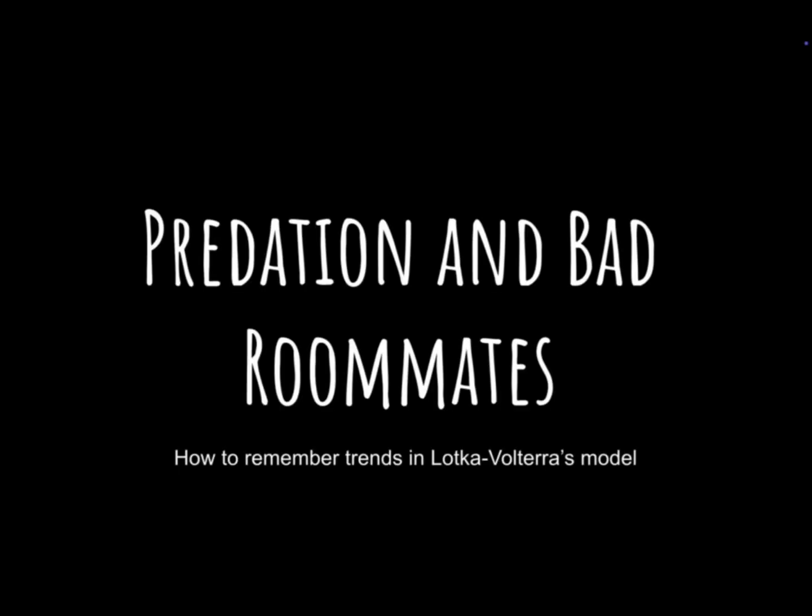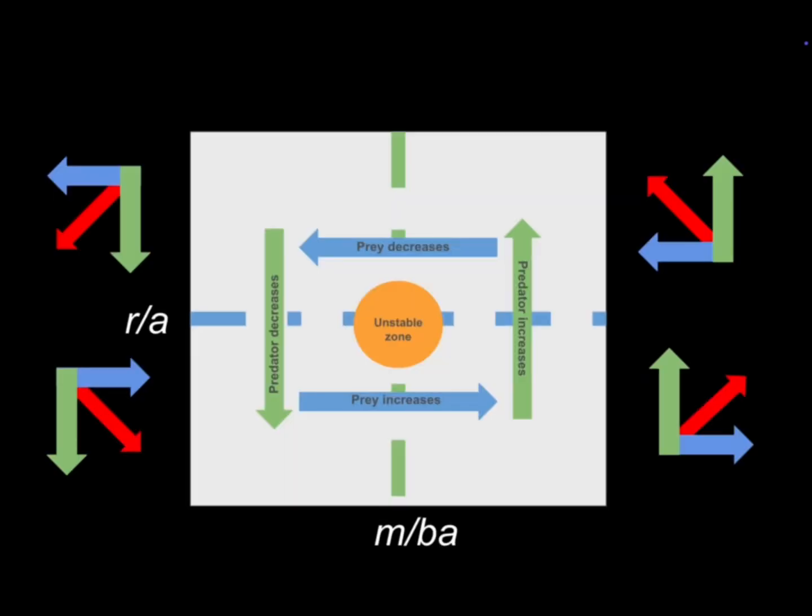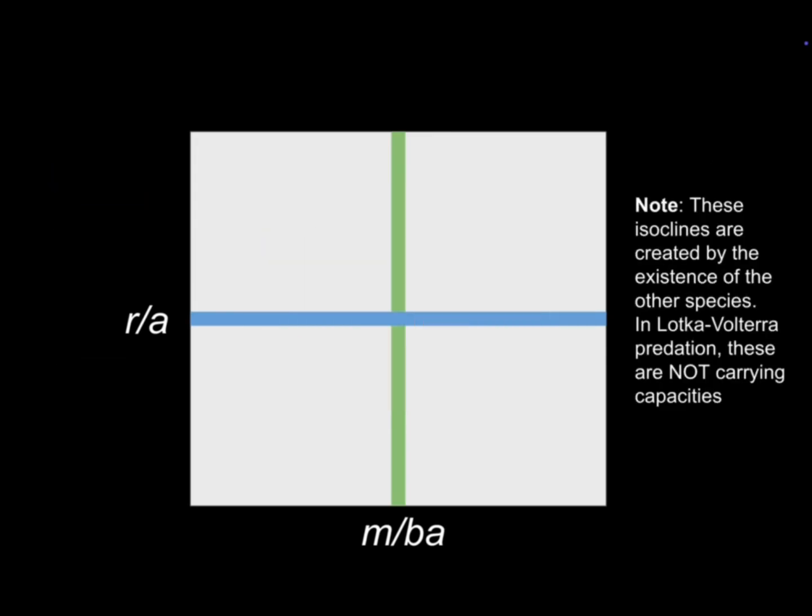Let's see how we can use an example of bad roommates to help us better understand Lotka-Volterra's model of predation. Here we see Lotka-Volterra's model, and with so many equations and trends to remember, it can be a bit overwhelming. So let's focus on the essentials, the isoclines. The isoclines represent our barriers for the growth of our prey and predator populations.